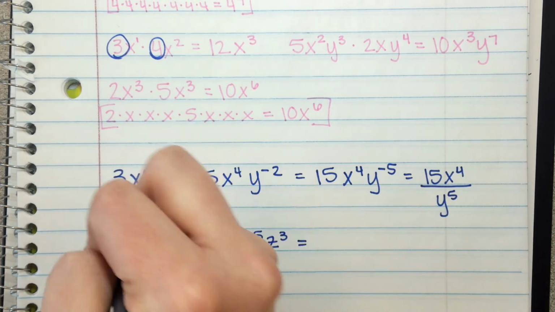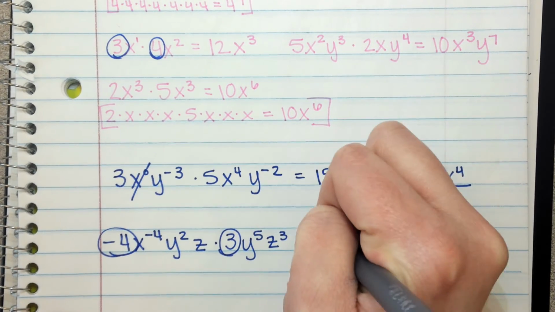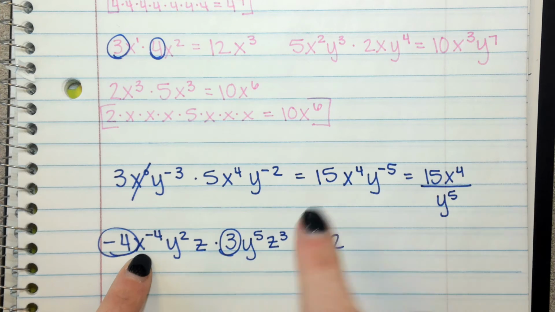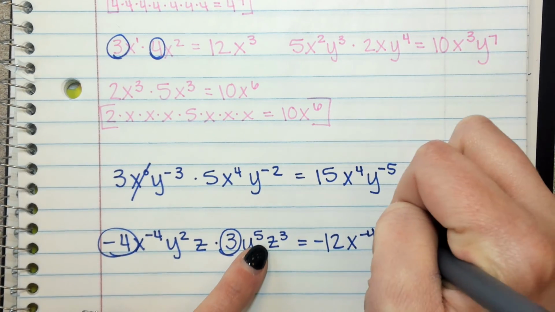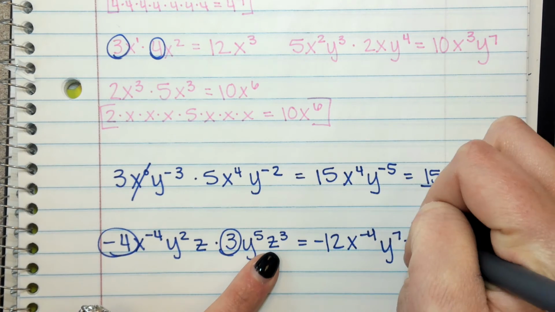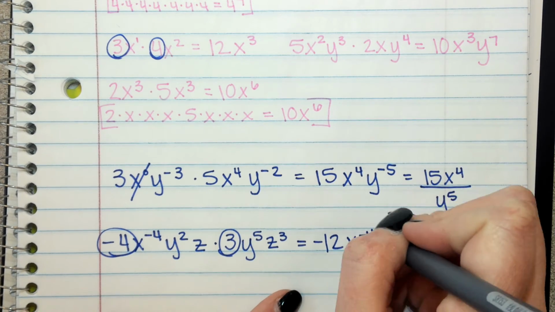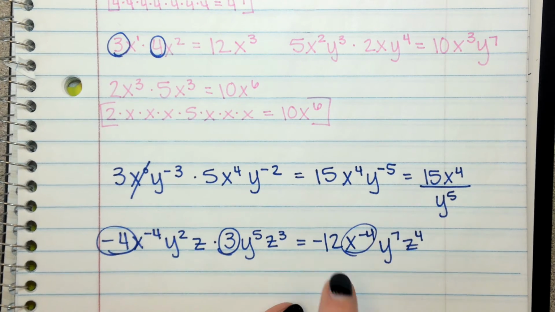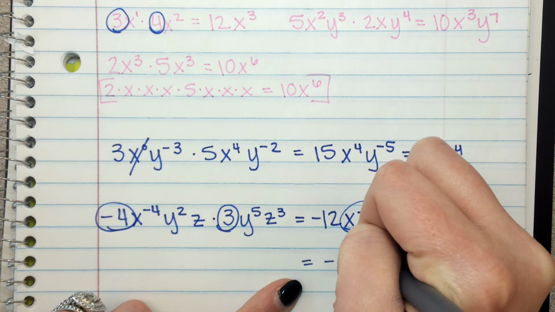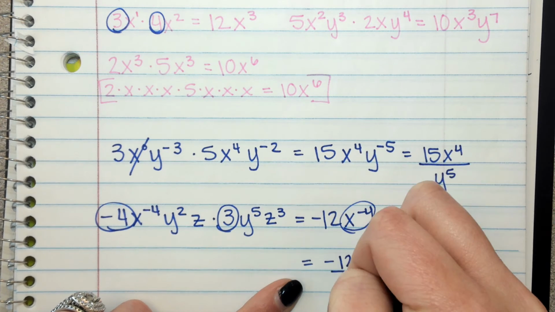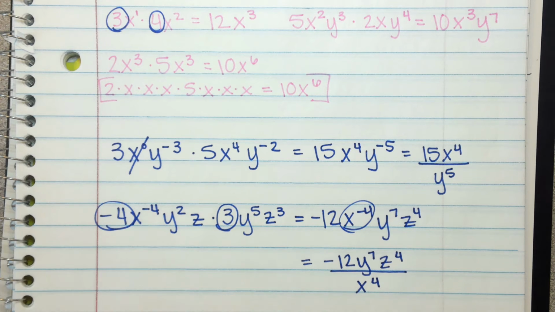So on this one, our coefficients are negative 4 and 3, so that's negative 12. All right, I have an x to the negative 4th and nothing to match it, so I'm just going to bring it over. My y's, I have 2 and 5 makes 7. My z's, I have 1 and 3 makes 4. I have a negative exponent, okay? The negative coefficient, I don't worry about it because it's not an exponent. So I'm going to rewrite this, negative 12 on top, y to the 7th, z to the 4th, all over x to the 4th.